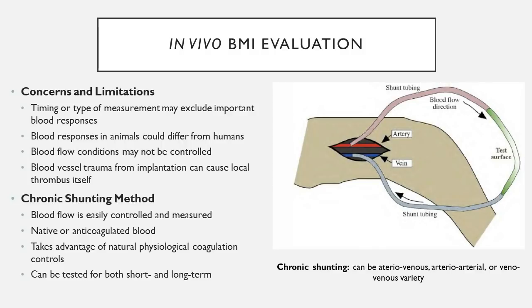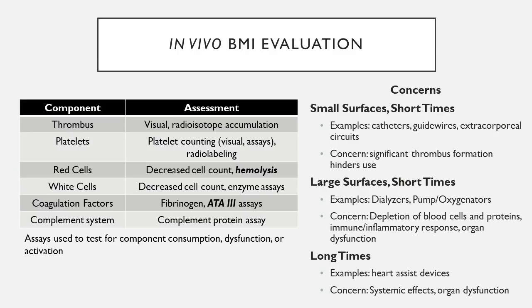Now, because blood has many different components, there's a lot of different tests that we can use, and there's even a variety of assessment methods for each individual component. For instance, thrombus, we can visually assess the formation after an explant study. We can also use radioisotope accumulation, like with indium-111, and see where it aggregates. This can also be done with platelets through radiolabeling again. We also have platelet counting through visual assays. Red blood cell hemolysis is a very common test done for BMI evaluations. We can also actually count them visually to determine the decrease in cell count.